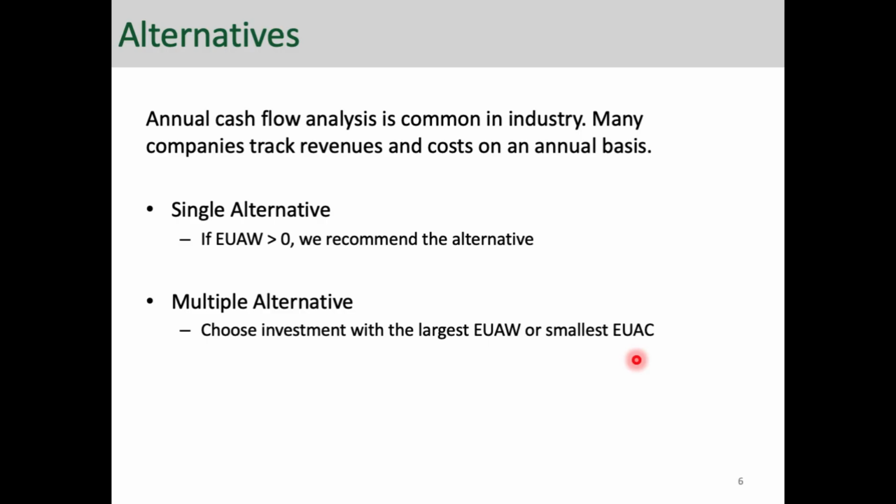And tracking revenues and costs on a yearly basis is very common in industry, because it makes sense to present the costs and revenues on a yearly basis. To say over the last 5 years, for example, the company made $2 million a year. And that's very relatable. So it's very common to use annual worth analysis.